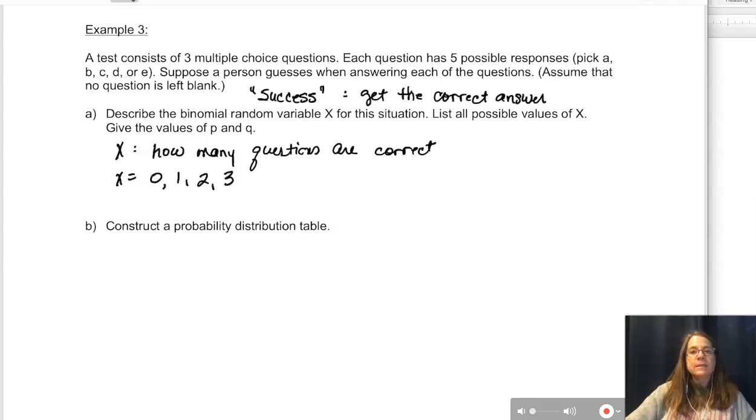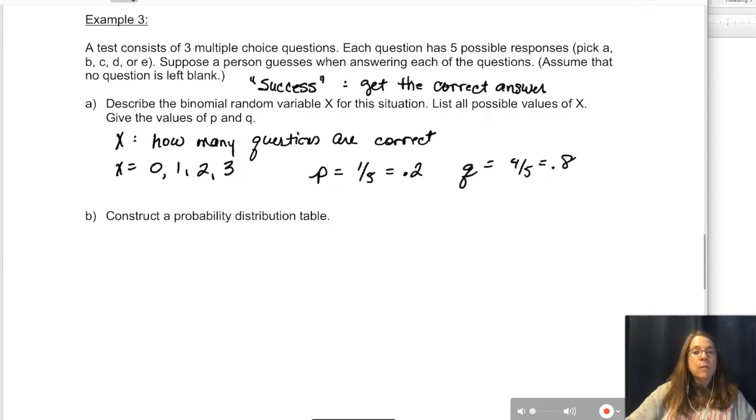Because the success is getting the correct answer, and out of that list of 5 options, A, B, C, D, and E, only one of those is the right answer, the probability of getting the right answer is 1 out of 5, or you can write this as 0.2. The probability that she does not get the question correct is 4 chances out of 5, or you could write this as 0.8.